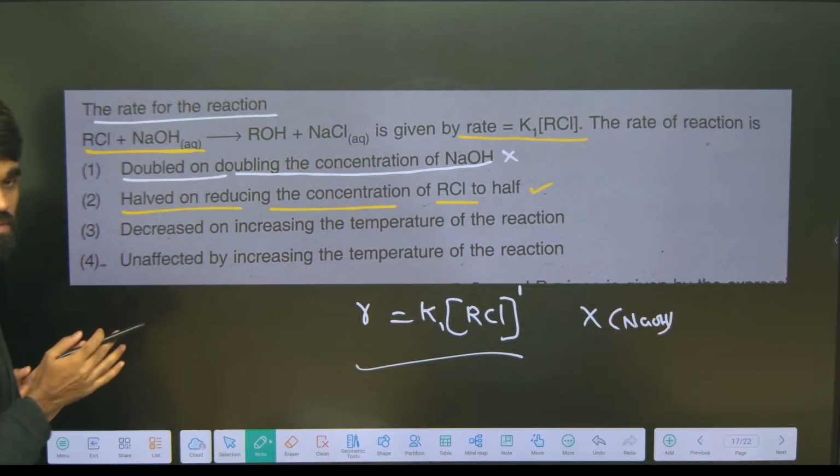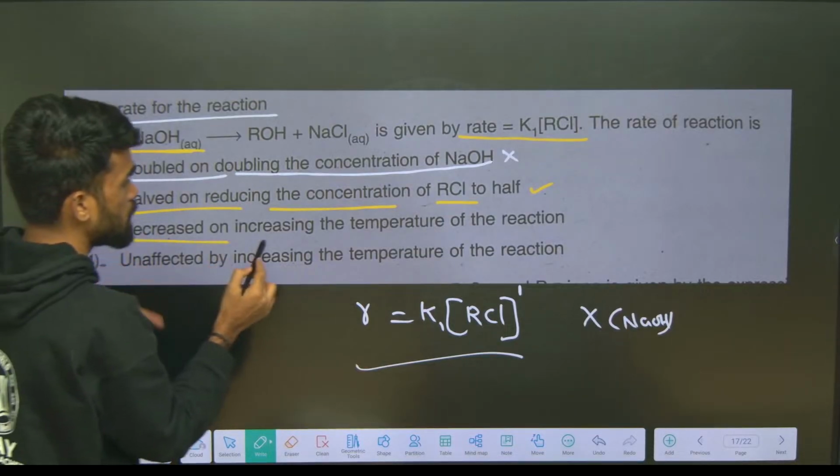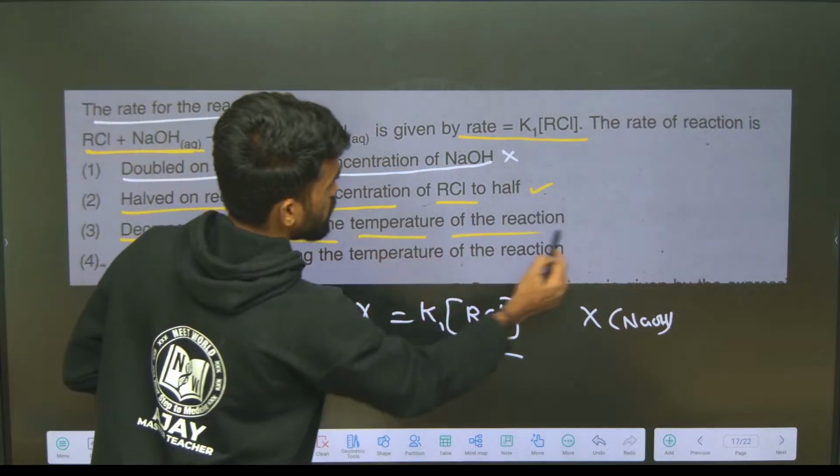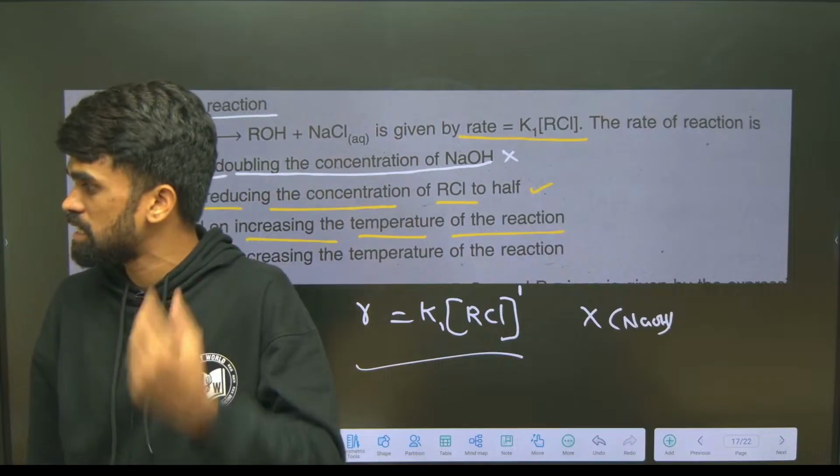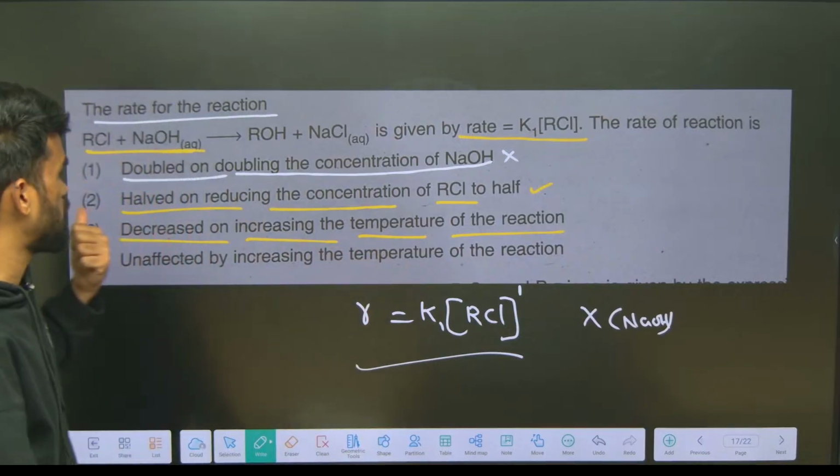Let us verify the other options also. Decreased on increasing the temperature of the reaction. You tell me, the rate of reaction will be enhanced by increasing the temperature, not by decreasing the temperature, okay.